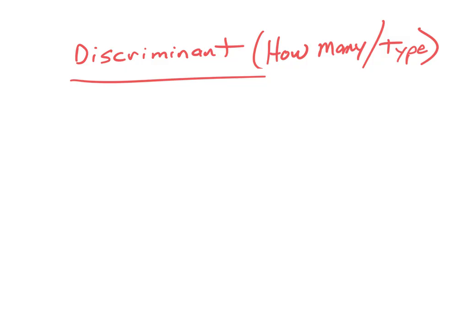All right, so the discriminant. The discriminant is b squared minus 4ac. We've seen it before, right? It is not a new formula. It is the part of the quadratic formula that's underneath the radical. And so b squared minus 4ac is what we call the discriminant. And what it does is it tells us how many solutions there's going to be.